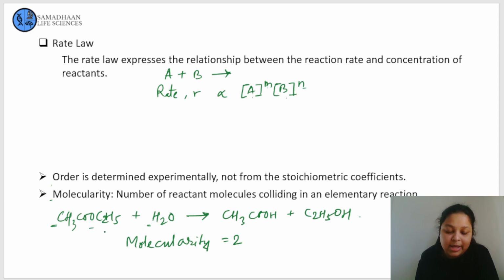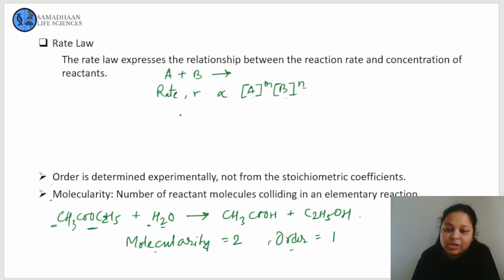For this particular reaction, the rate depends only on this ester and not on water, because this hydrolysis reaction is happening in aqueous medium and the amount of water in the reaction is so large that the change with time is negligible. So the rate only depends on the concentration of only one reagent. So the order here is 1. See, the order and molecularity for a particular reaction can be different, and this order we can only determine experimentally. We cannot predict it by any formula.